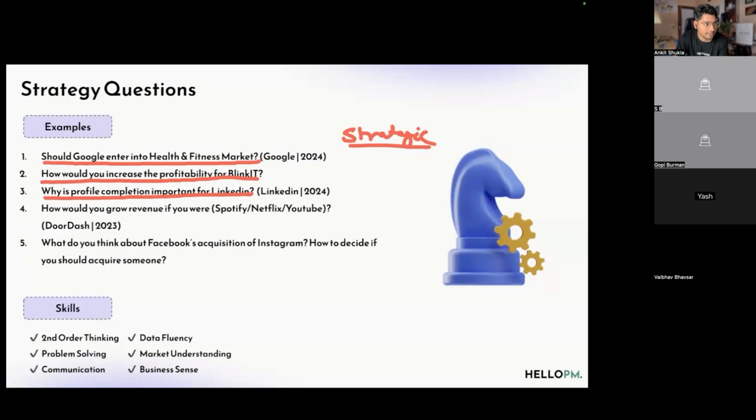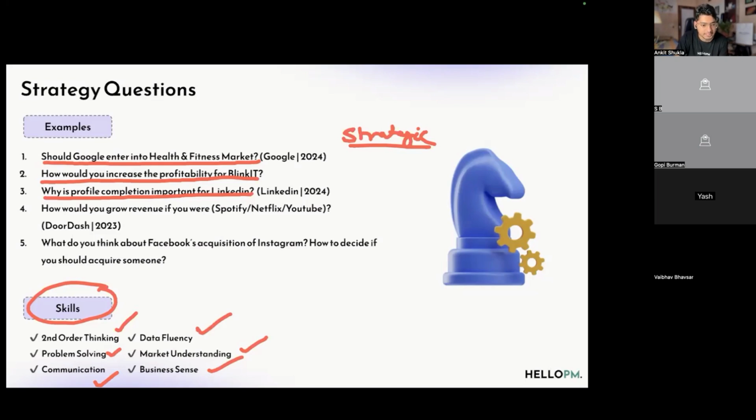Here, the skills being assessed are very important. Understand, they are not just checking common skills, they are checking for second order thinking. Whether you know the effects of taking this decision, whether you can think long term or not. What are your problem solving abilities? What are your communication abilities? Do you understand data? Do you understand the particular market? And do you have business sense?